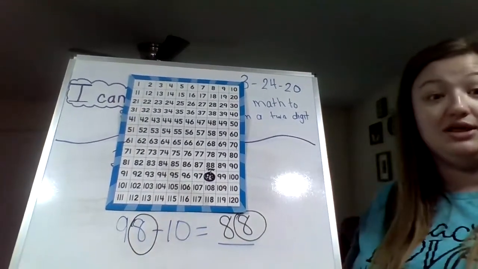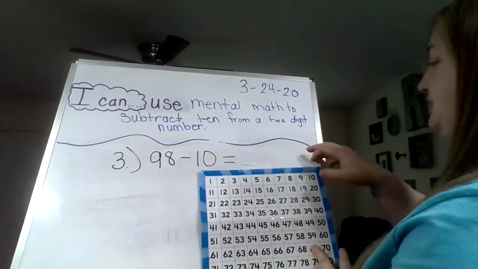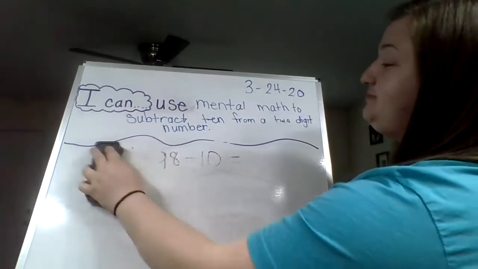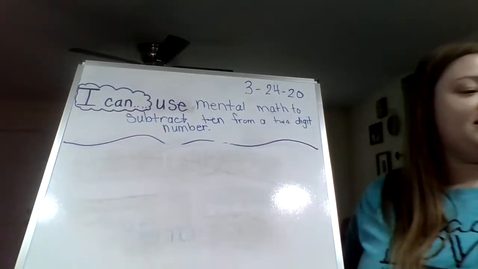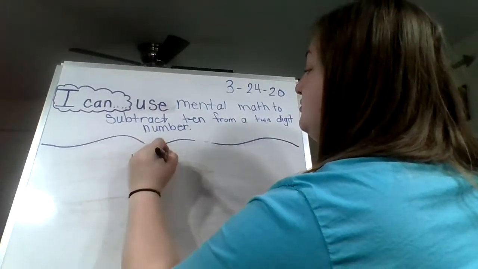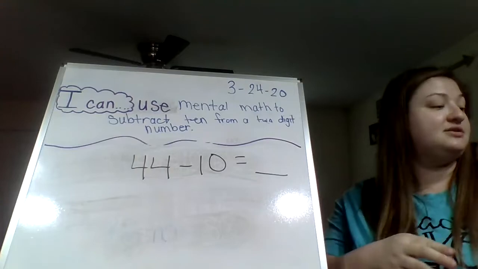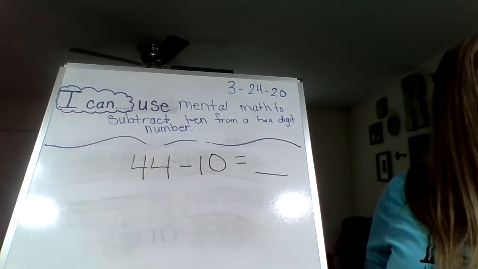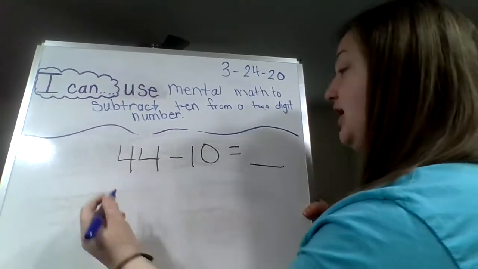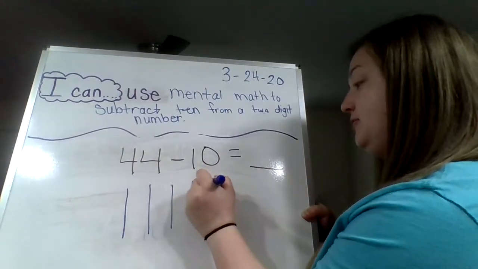Let's do one more, and then I'm going to let you guys do some on your own. Oh gosh, technical difficulties here today, guys. That's okay. Alrighty, number 4. 44 subtract 10. So I'm going to use one more strategy today, and that is place value blocks. So if I draw place value blocks on this board, I'm going to start with 44, okay? So 40, 10, 20, 30, 40, and then 4.